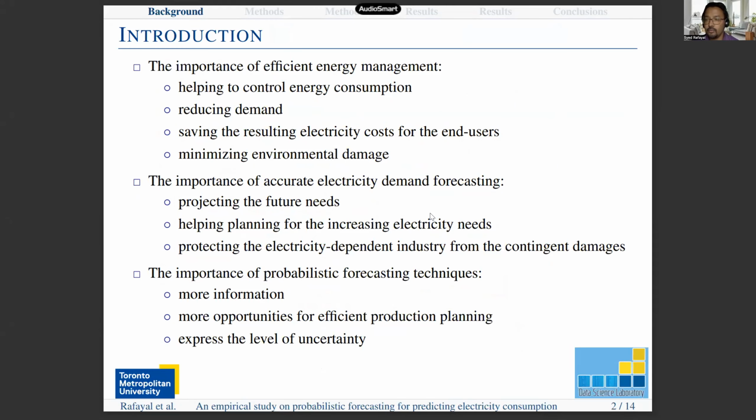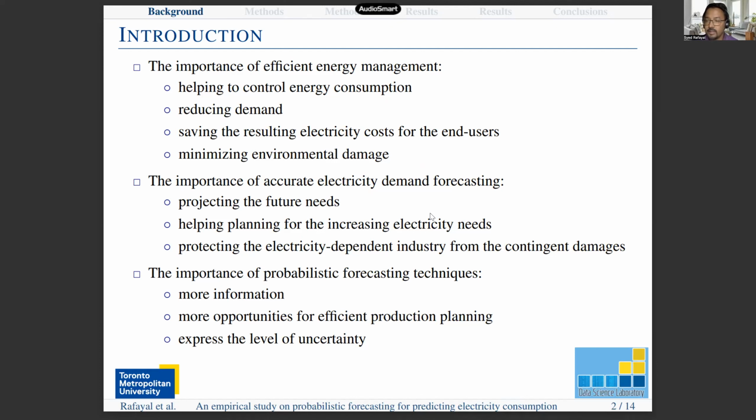First of all, I'm going to give you some background information. Efficient energy management is important because it helps to control energy consumption, reduce demand, save electricity cost for the customers, and also reduce environmental damage. That's why accurate electricity demand forecasting is essential, because it plays a key role in projecting future needs as well as helps in planning for increased electricity needs.